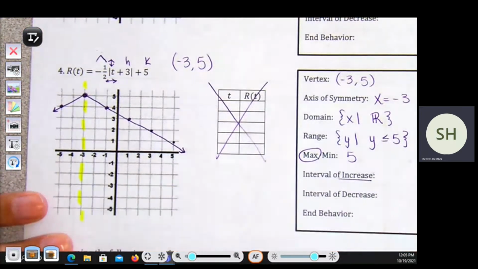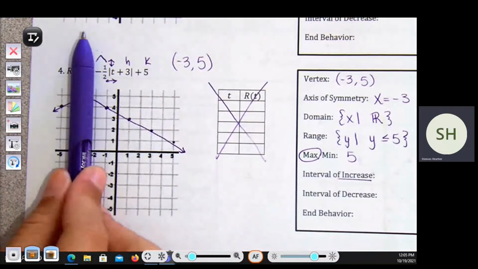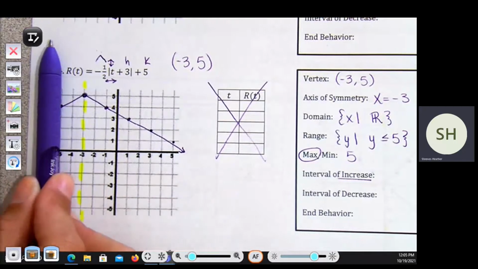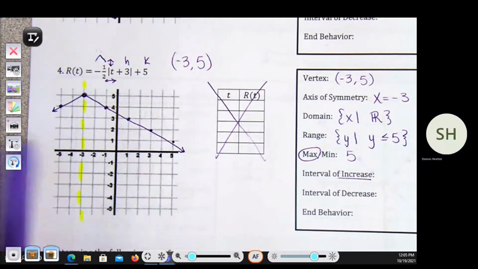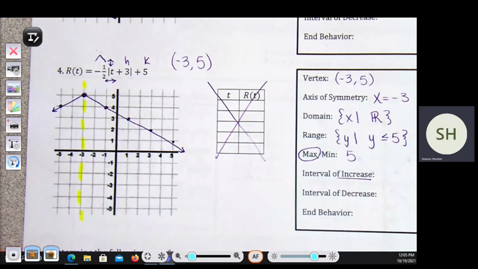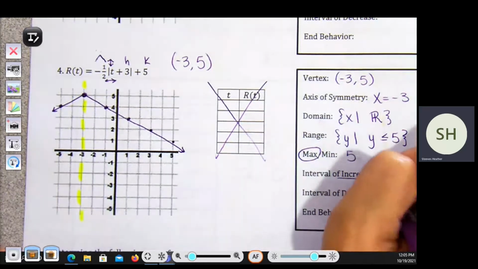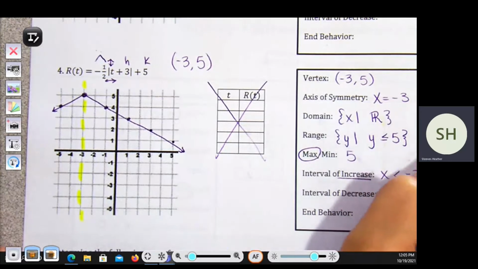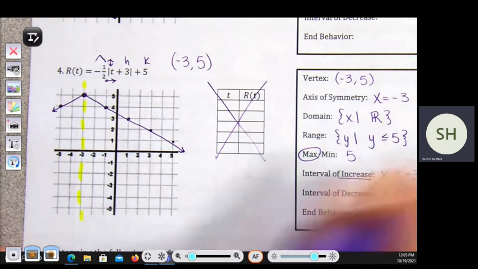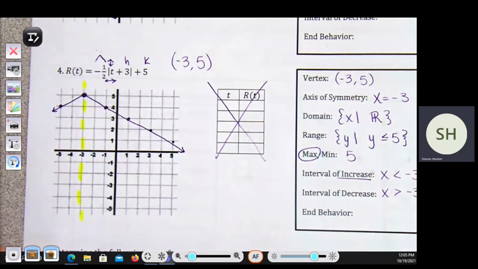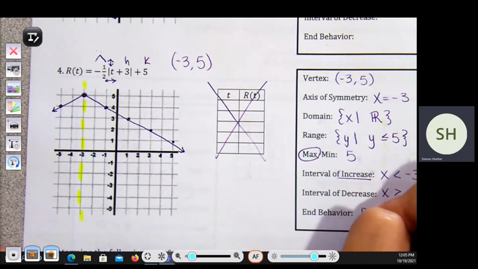Interval of increase. From left to right, I have two sides. I have this side and I have this side. So which side is increasing, the left or the right? The left. So how would I say that? x has to be less than -3. And then the other one is x has to be greater than -3, because after -3, that's when it starts decreasing. It's going down this time because A is negative, which makes it a frowny face. The end behavior is decrease. And the end behavior is decay or decreasing.